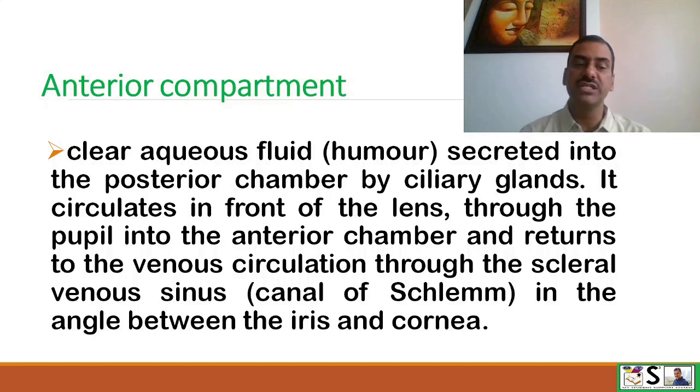Clear aqueous humor is secreted into the posterior chamber by secretory glands of the ciliary body. It circulates in front of the lens through the pupil to the anterior chamber and returns to the venous circulation through the scleral venous sinus, known as the canal of Schlemm, in the angle between the iris and cornea.